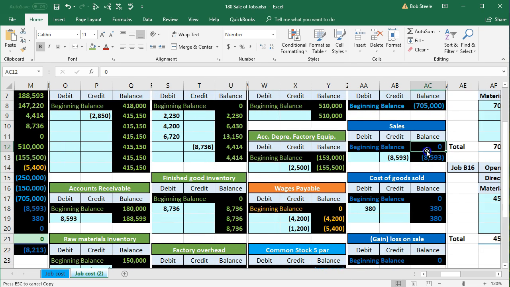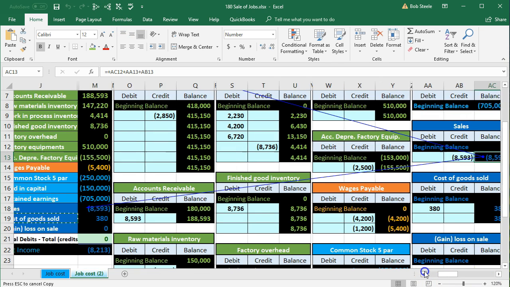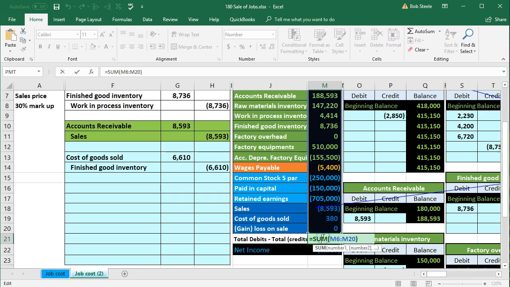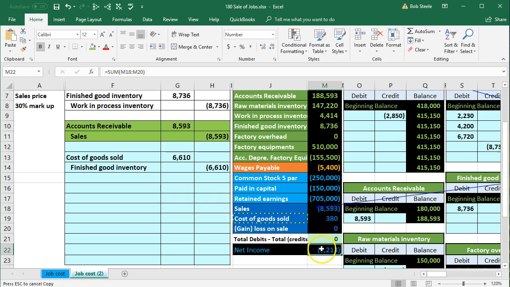So it goes from 0 up in the credit direction by 8,593 to 8,593. And that number, of course, is found on the trial balance. And that brings up net income. So we're back in balance. Net income is increased by that. So this isn't a loss, this is income. Credits are beating the debits, revenue minus expenses, credits minus the debits.